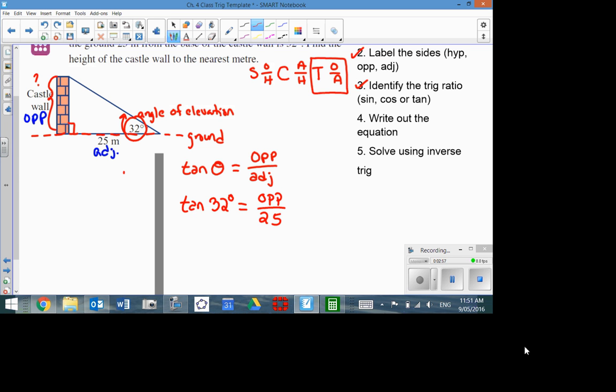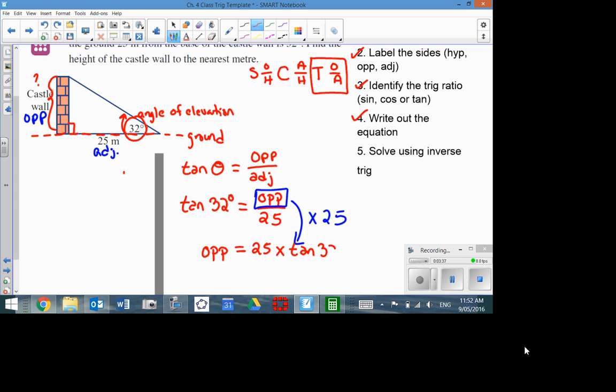Once I have the equation set up, my question is, how do I actually solve for what I want to solve in this question? I've done many different types of questions over the last couple days, so we want to know which strategy should we use. So in this question, our unknown is the opposite, which is the numerator. And a few days ago, what we wound up doing was if we wanted to get the opposite alone, we had to get rid of the denominator of 25. So what winds up happening is in order to find the opposite side, we have to multiply 25 by tangent of 32 degrees.